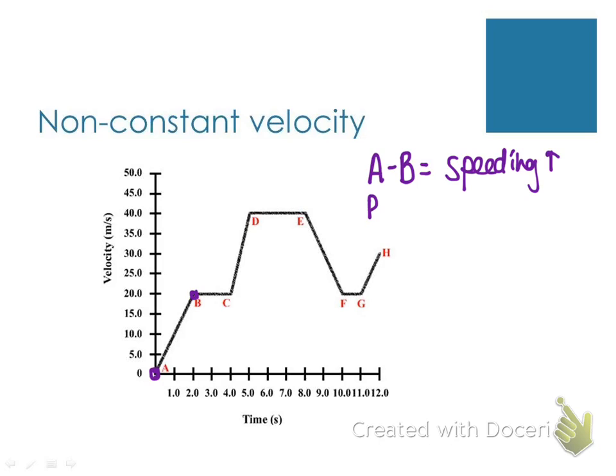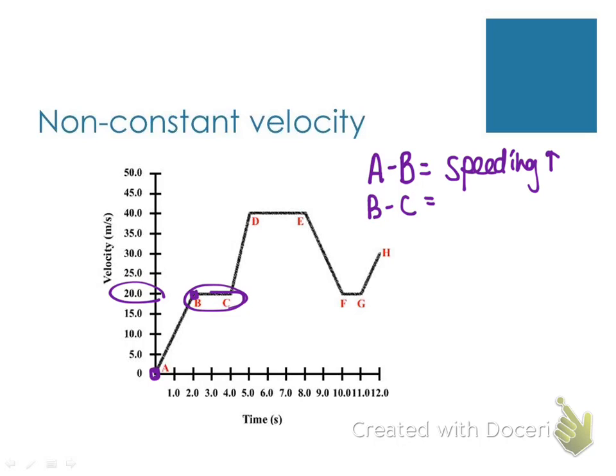Okay, from B to C, what are we doing? Constant speed. We're not coming to a stop. We're moving at constant speed right here, and it's at 20 meters per second. From A to B, we're speeding up because we're going from 0 meters per second to 20 meters per second. We've got our foot on the gas right there. From B to C, we set the cruise control.